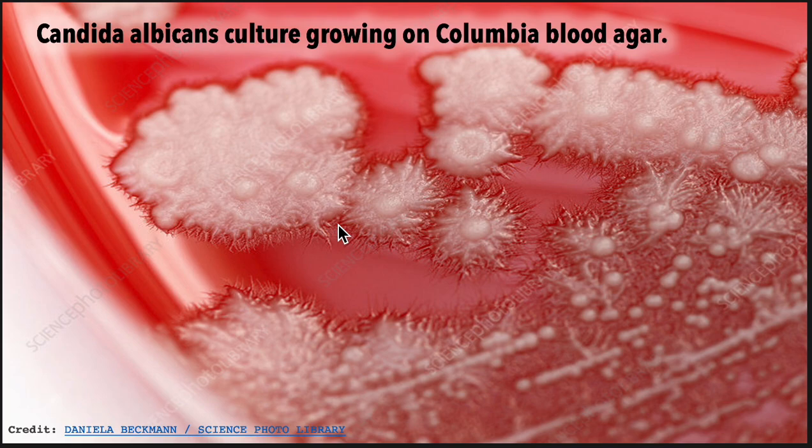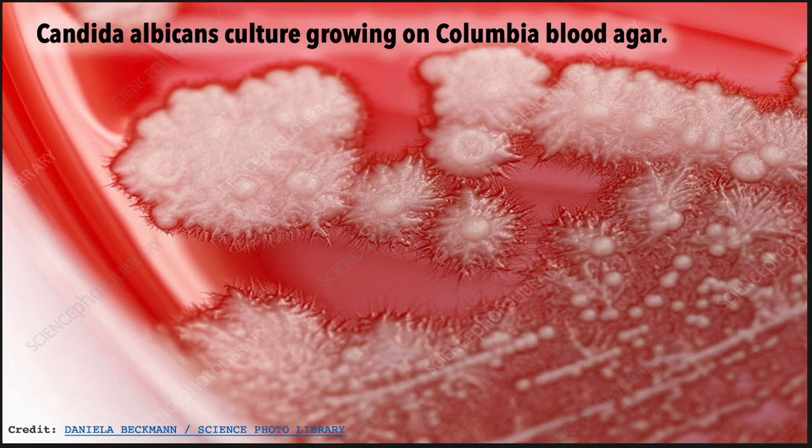In particular, they can form these feet-like structures in the culture medium. This is an example of Candida albicans colonies growing on Columbia blood agar. Candida albicans is a yeast, and a normal habitat of the human gut and, of course, the mouth. However, it can be opportunistic, causing opportunistic oral and genital infections, especially in immunocompromised patients.